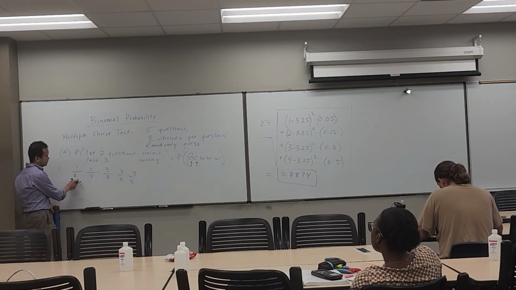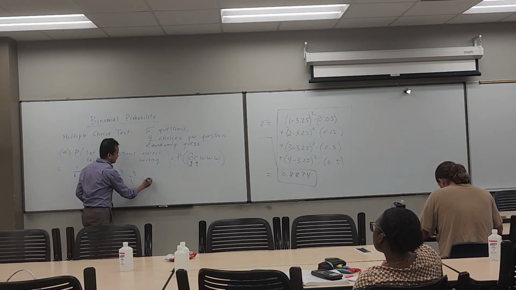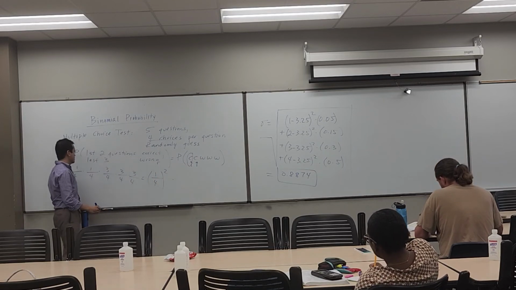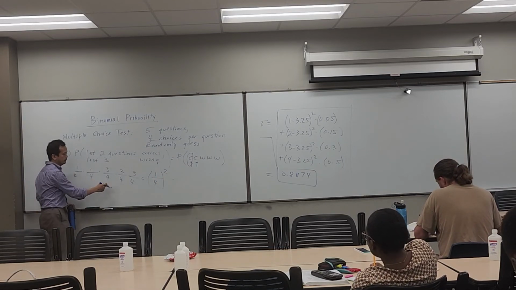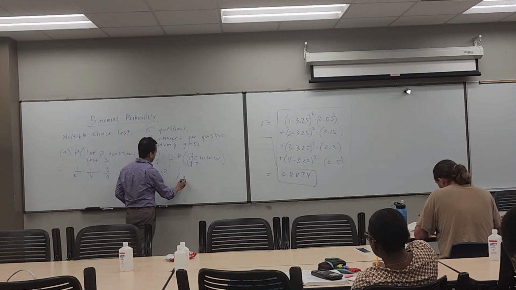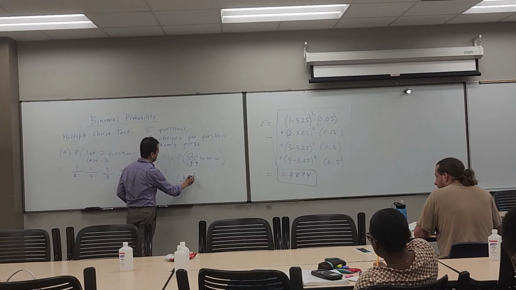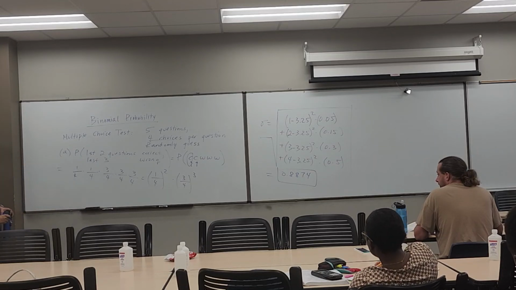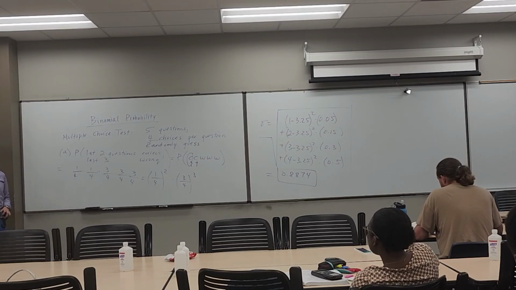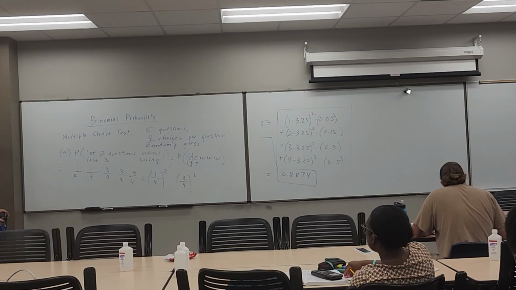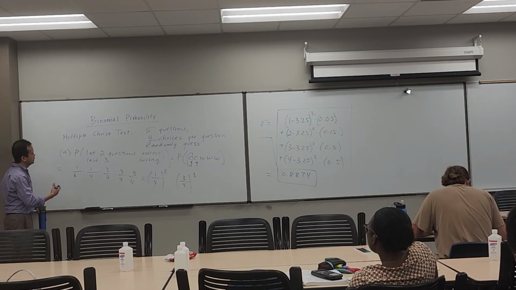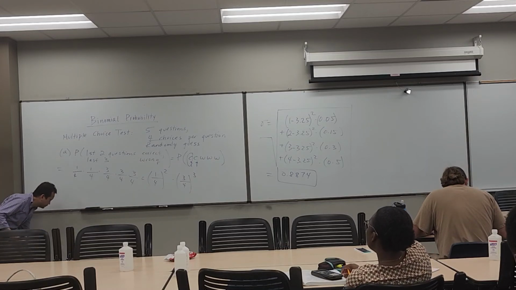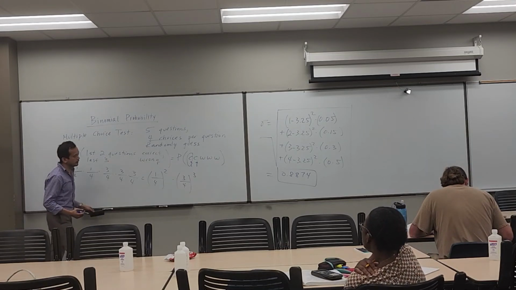So 1/4 is being multiplied twice, another way of saying that is 1/4 raised to the 2 power. And 3/4 is getting multiplied 3 times, so another way of saying that is 3/4 cubed. Any questions? Okay, so this is the probability of getting the first 2 questions correct and the last 3 questions wrong. This is just the multiplication rule. This is a review from last time.